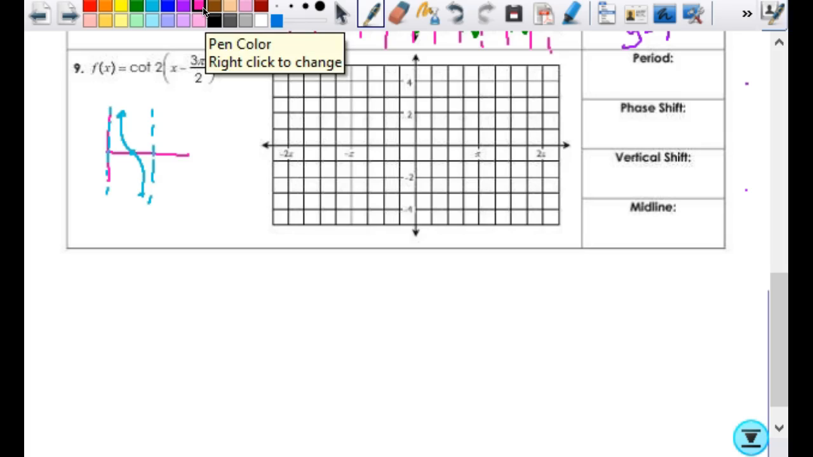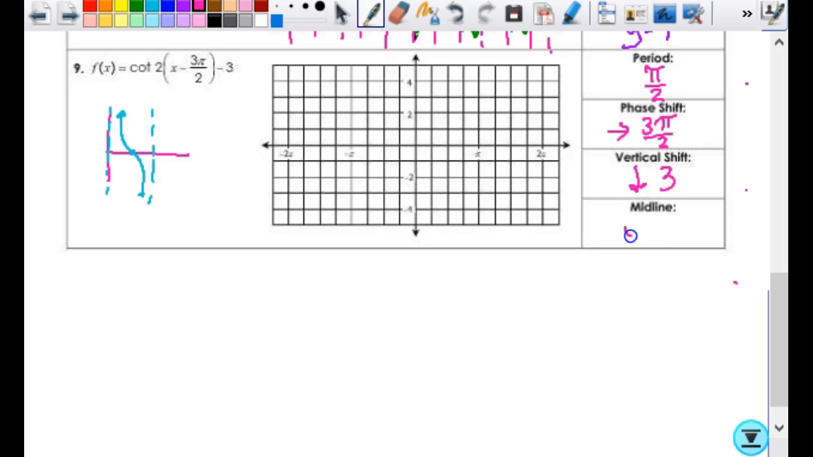So for this cotangent graph here, what is the period? Pi halves, because for the parent function it's pi, so pi halves. We have a phase shift, we're going to the right 3 pi halves. We have a vertical shift down 3, so y equals -3. And I don't have a vertical stretch or compression, so 1 is my magic number here too. And draw that in.